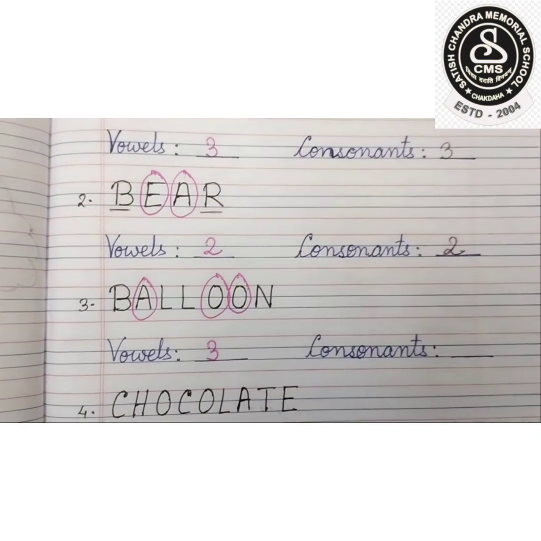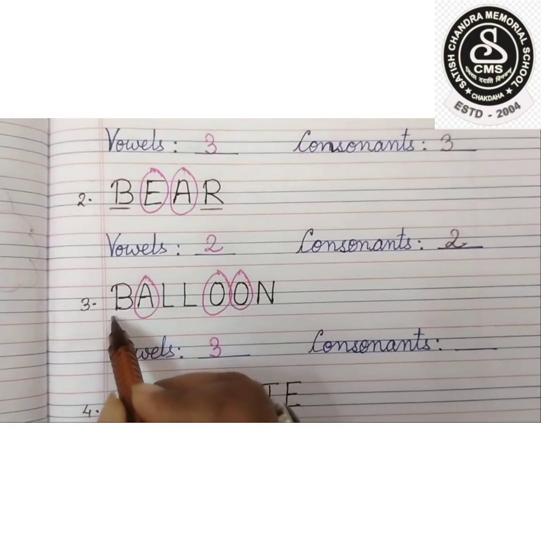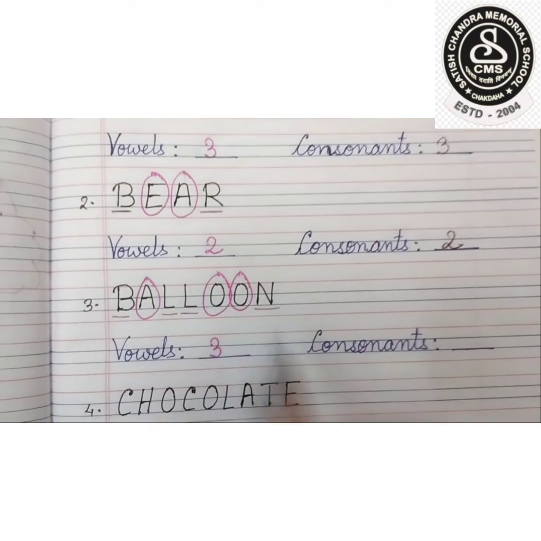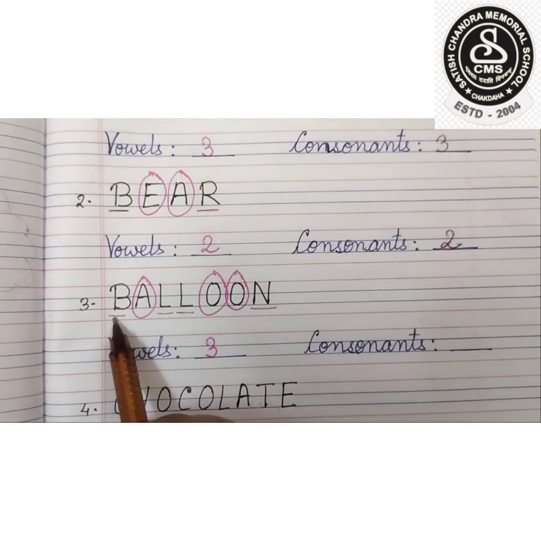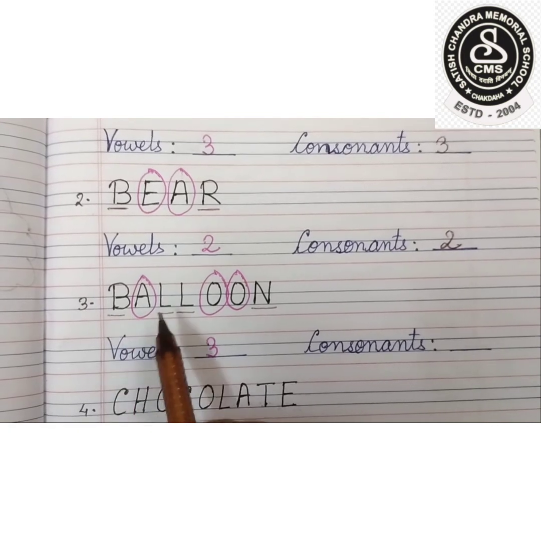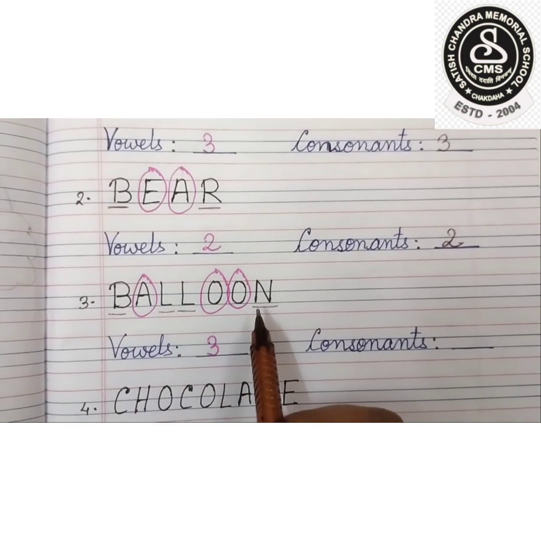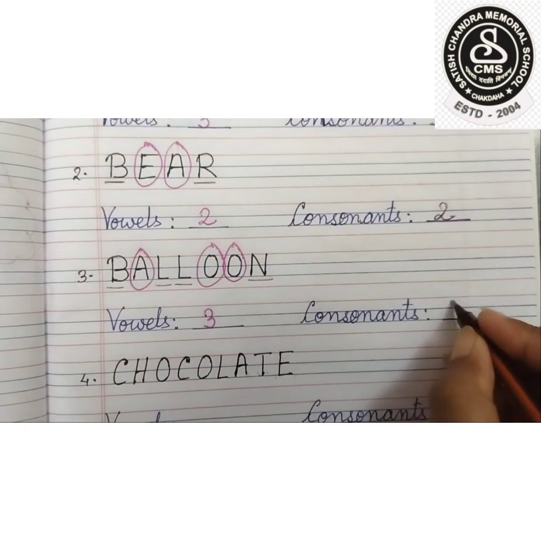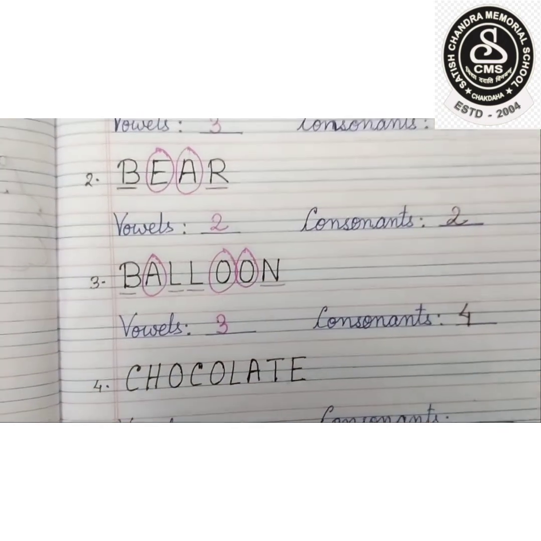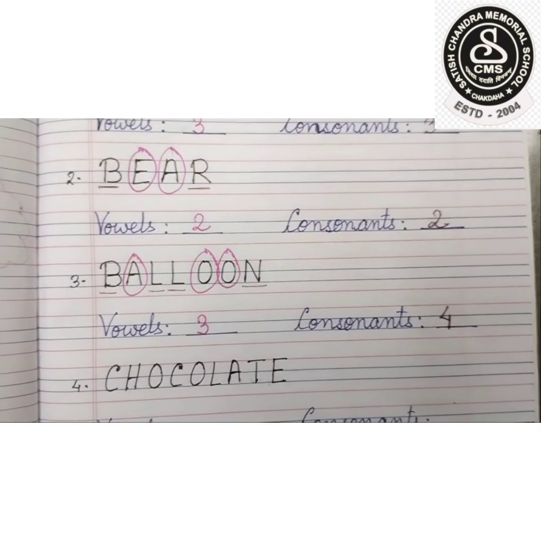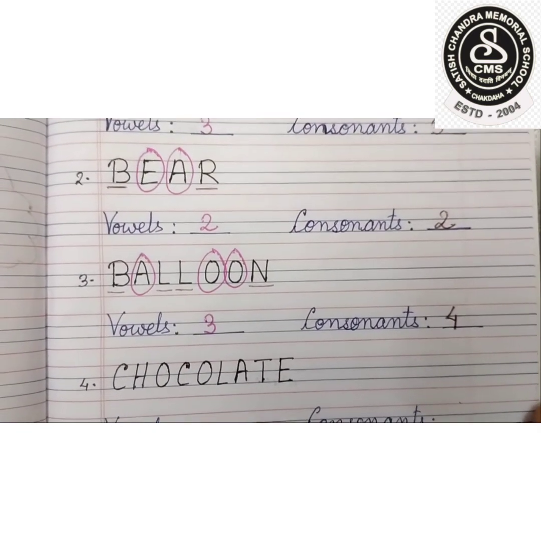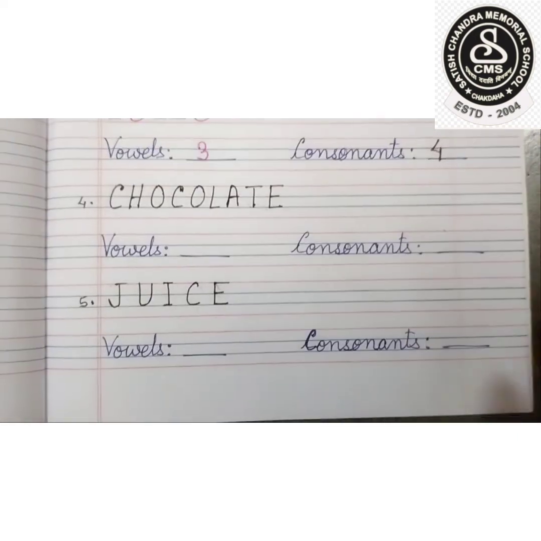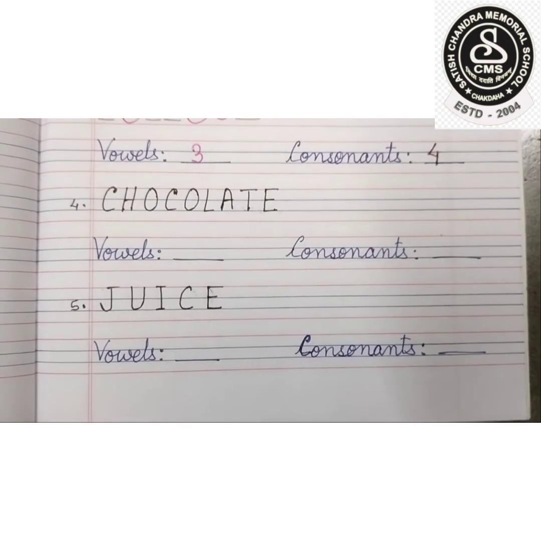And consonants, let us find out how many consonants. B is a consonant, L is a consonant, L is a consonant, N is a consonant. Please count with me. 1, 2, 3, 4. How many consonants did we get? Yes, we got 4 consonants. So children, I hope that you have understood how you have to do it. Number 1, 2 and 3 I have done for you. Number 4 and 5 you will do by yourself.